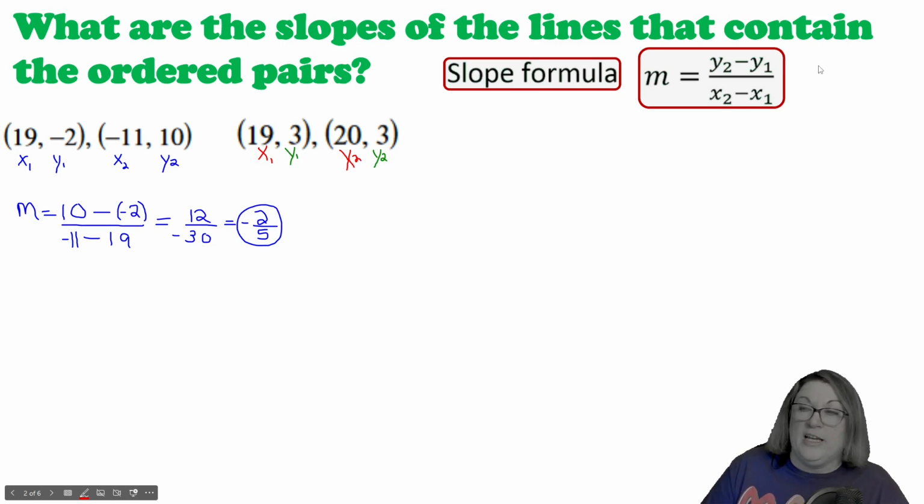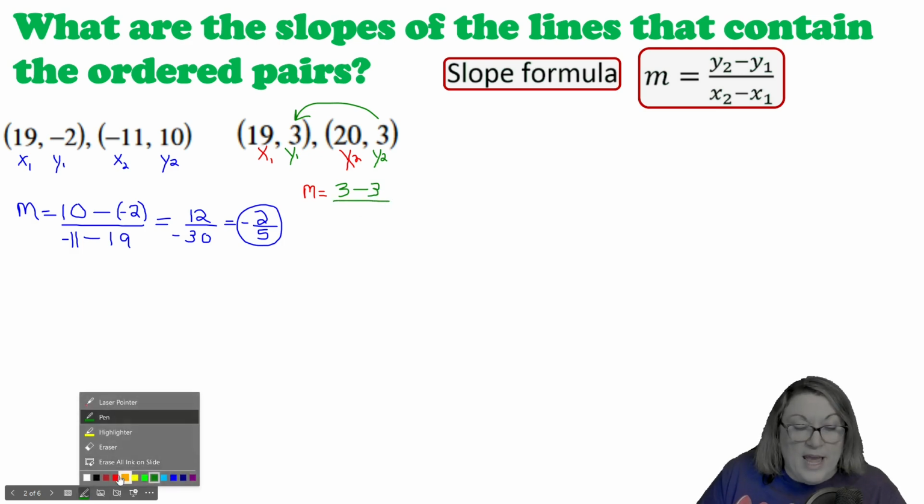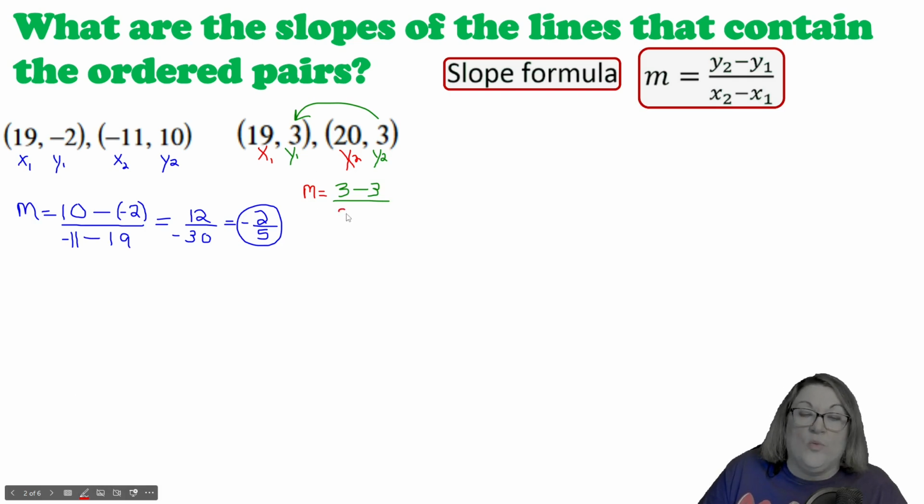Okay, so let's plug it into our formula over here. So we have M equals the second Y, which is 3, minus the first Y, which is also a 3. And now we're going to do the X values. The second X is a 20, and we're going to subtract the first X, which is a 19. Again, you're just following the formula over here, looking over here, making sure the numbers are in the right places and doing that subtraction.